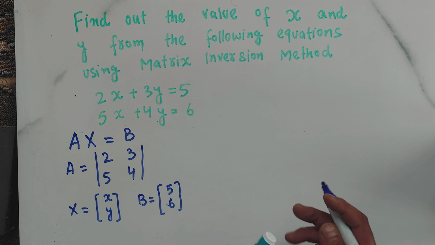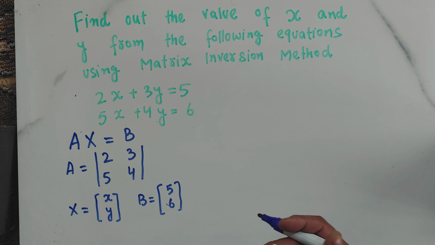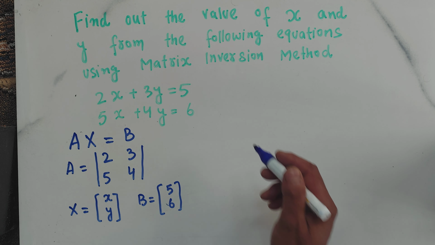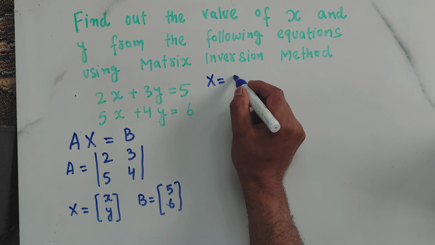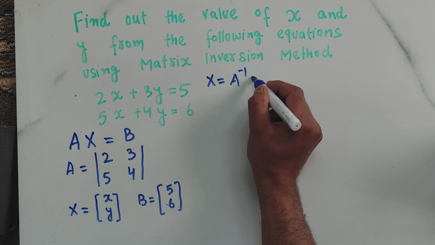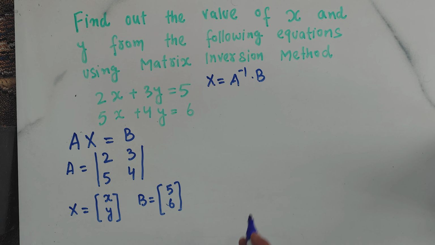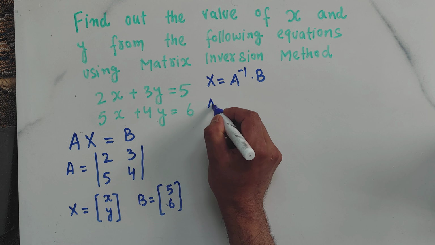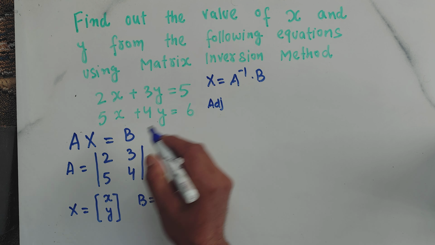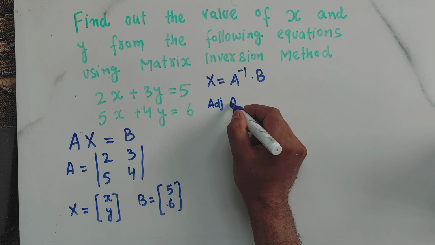Now to solve it using the matrix inversion method, the formula is that X, that is the solution vector, will be equal to A inverse times B. Now to find out the A inverse, we need to find out the adjoint of this matrix A.